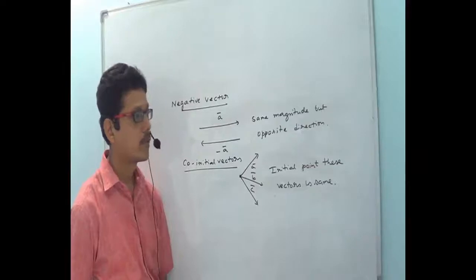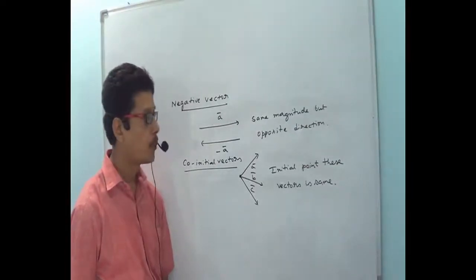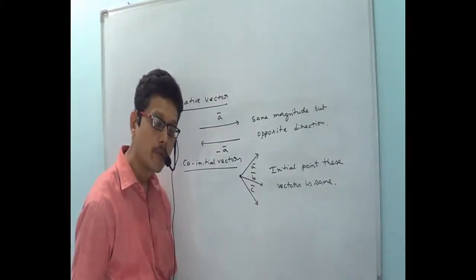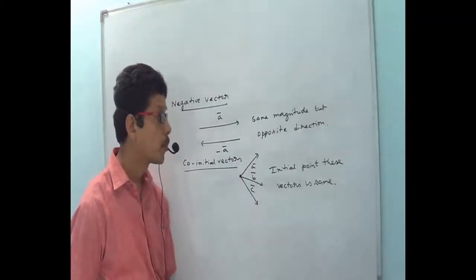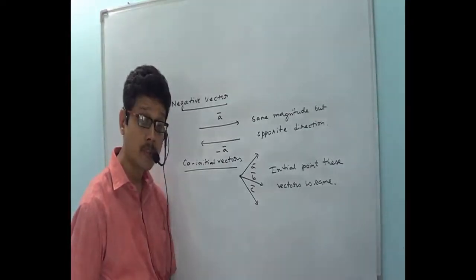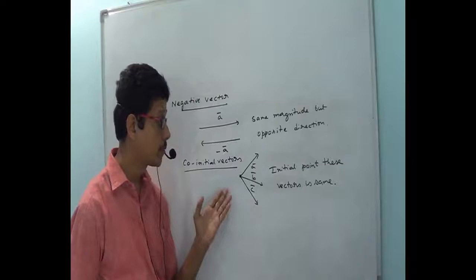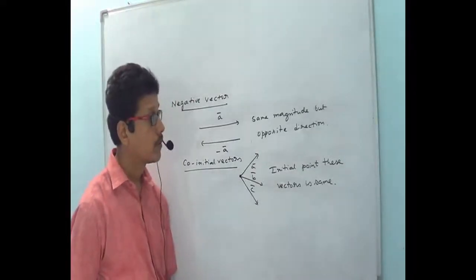Next we have coplanar vectors. What is meant by coplanar? They are lying in the same plane. They may not be co-initial. They may be lying in the same plane, but their initial point may not be same. If initial point is same, then we say that they are co-initial vectors.